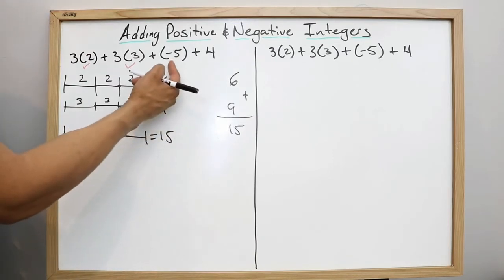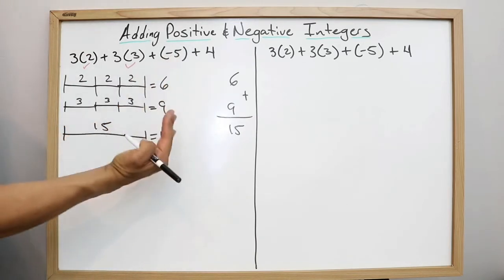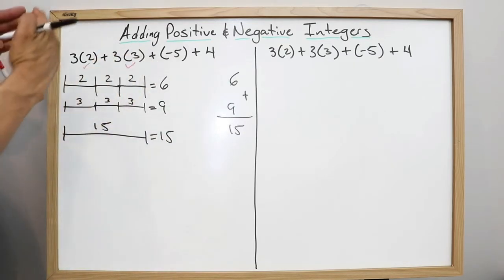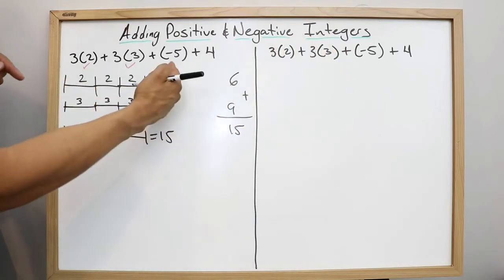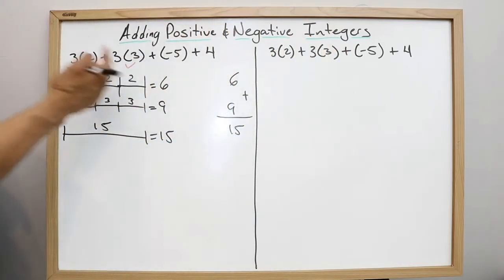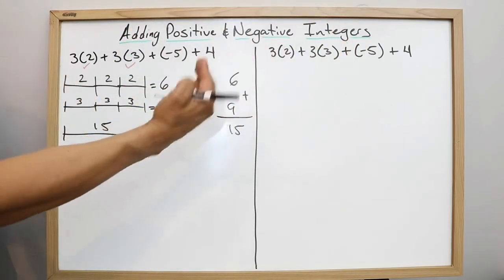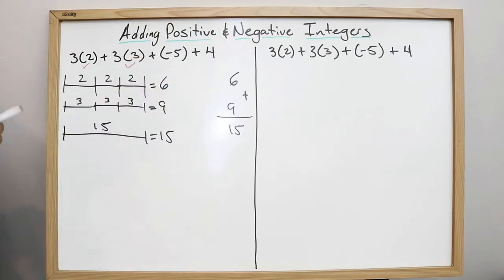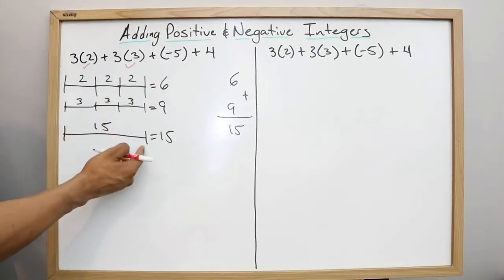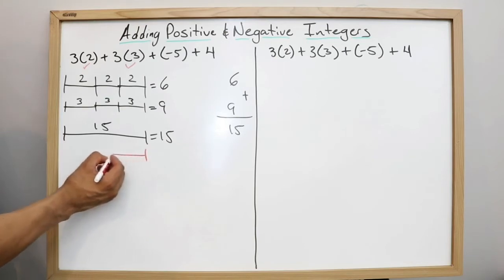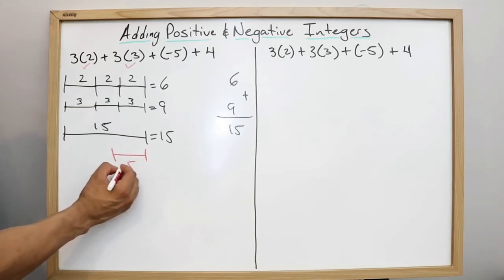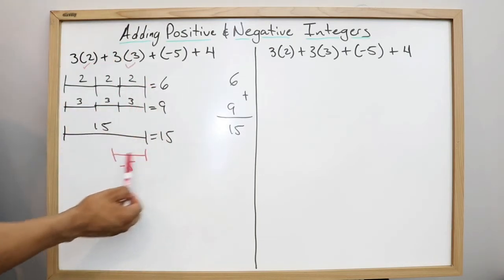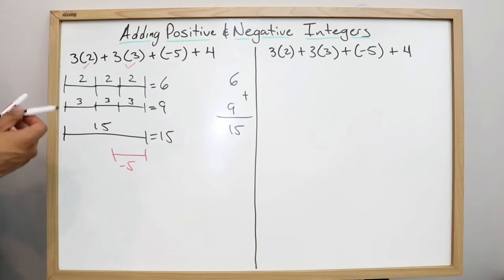Now this negative is telling me that I must go back 5. Okay. I always tell them that when it's a positive, you move to the right, and if it's a negative, you go to the left. Again, positive to the right, negative to the left. Okay, so I'm going to go back 5 because I have a negative 5. So from this segment, I'm going to go back 5. Okay, negative 5.